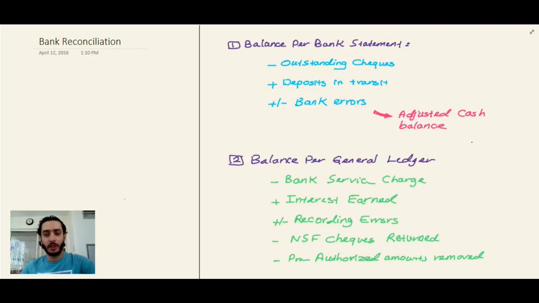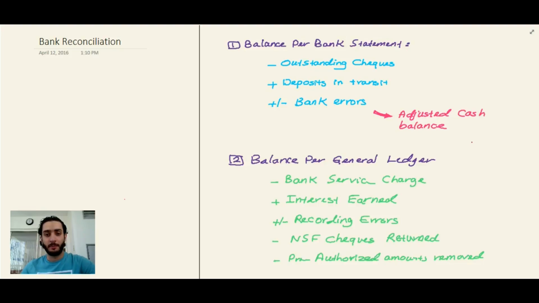We will add any deposits in transit. What does that mean? When you go to any bank and make a deposit, this deposit may not show up on your bank statement right away. It may take, for example, 1 week to show up. So we will add this deposit to the balance per the bank statement, and we will add or deduct any bank errors, because there may be some bank errors. So we have to add or deduct these errors depending on the situation. We'll see in the example how that may happen.